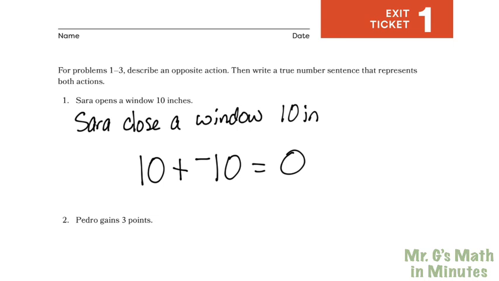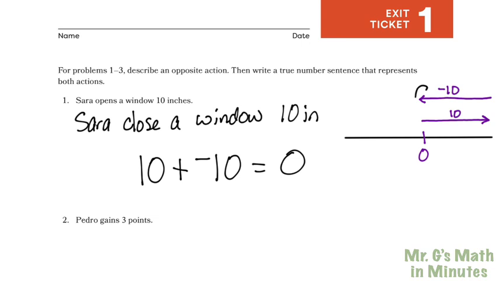We can see that by using a number line. This is called an imprecise number line, because I won't put any numbers or any other tick marks other than 0. The way to show this on an imprecise number line is that if we have a positive number, that means we're going to the right. So if I go to the right 10 tick marks, this would represent my positive 10. Then while I'm over there at the 10, I come back and close that window, and that would show a negative 10. Where that second arrow ends is where my answer is, and we're at 0. So those two cancel each other out.